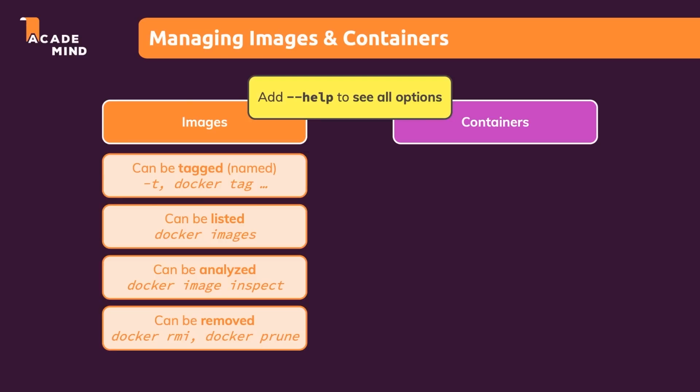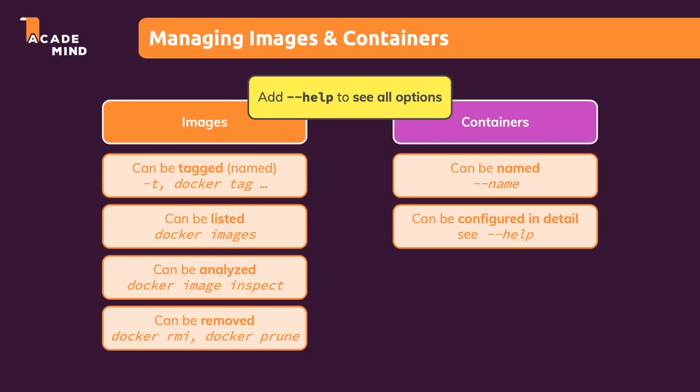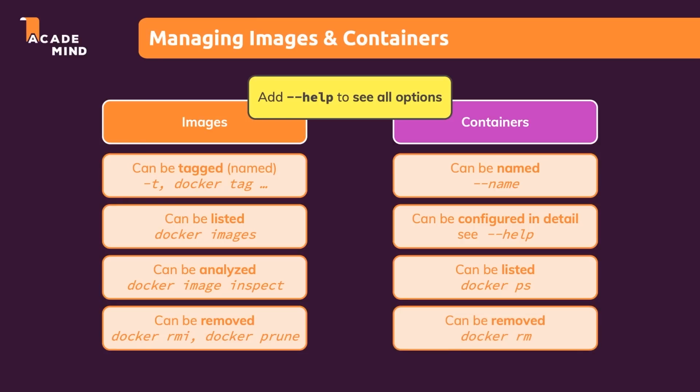We will also have a closer look at containers and learn how we can name containers, how we can configure them in detail, how we can control them in detail, and we'll use --help for that to see various options there. We'll have another look at listing containers, running and stopped containers. We'll also see how we can restart containers that we stopped in the past. And we will also learn how we can remove containers after they have been stopped when we don't need them anymore. So that's a broad variety of things we can do with images and containers. Let's dive in.